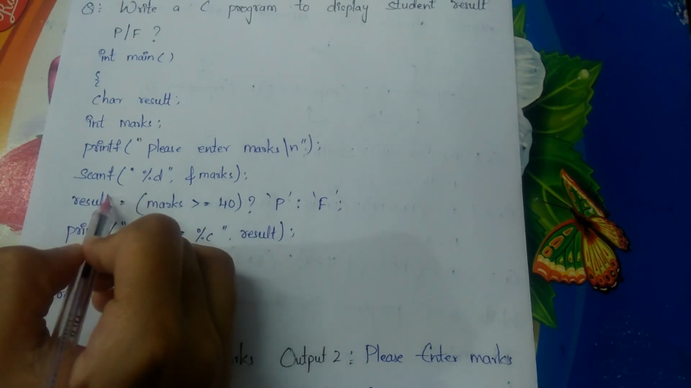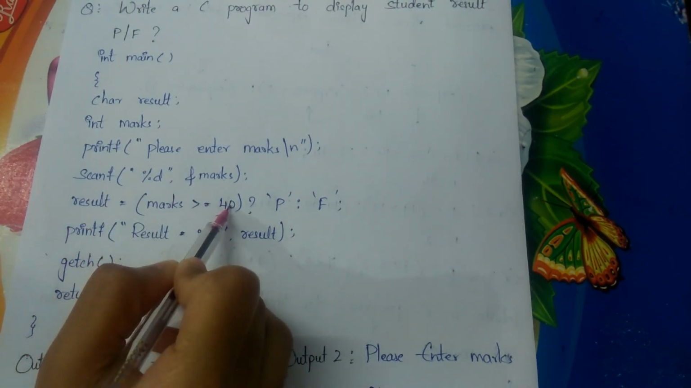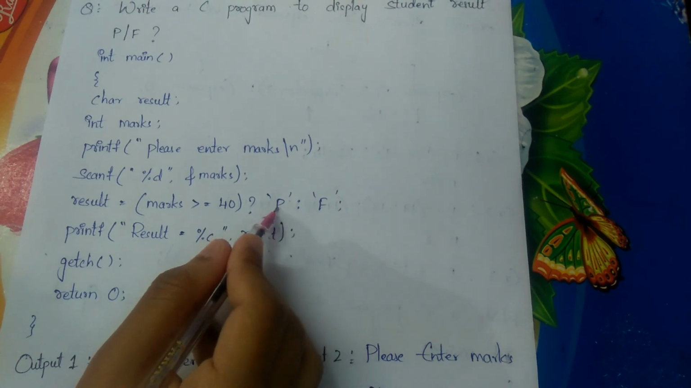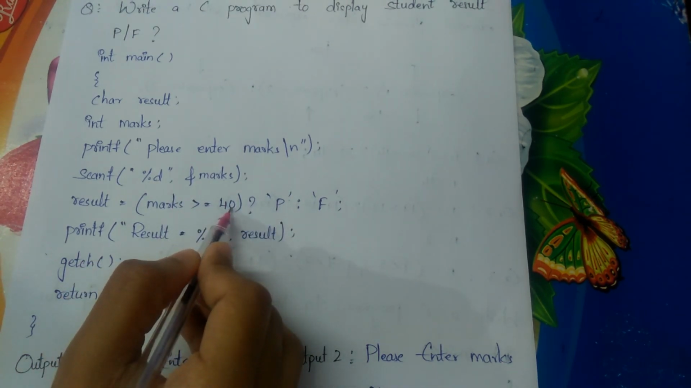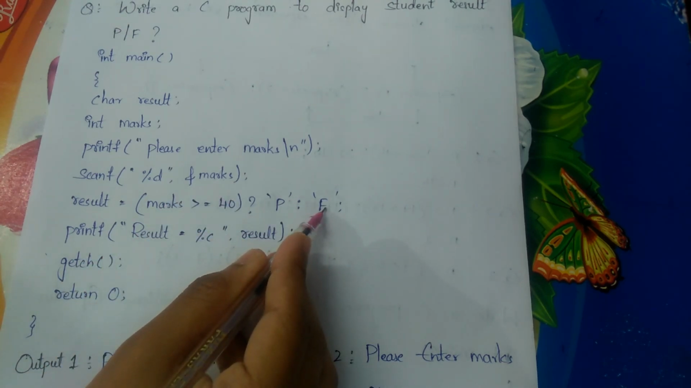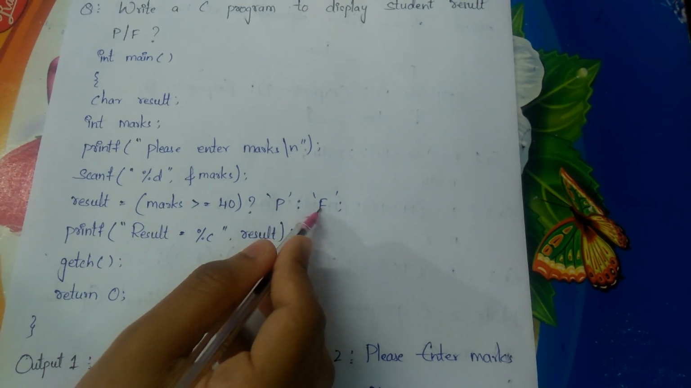Now next, soon after this, result equals marks greater than or equal to 40. So out of 100, if a student gets 40 or more, then it executes this first expression. If the marks are less than that, nothing but if the statement is false, then this last expression will be evaluated. So P is for pass and F is for fail.